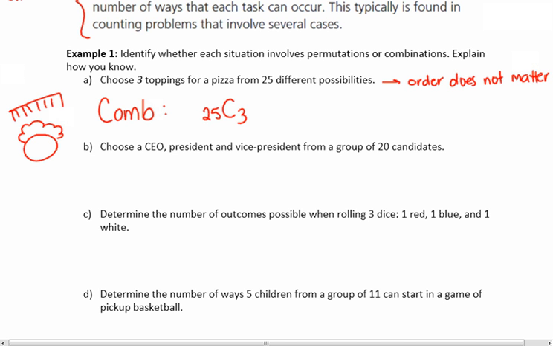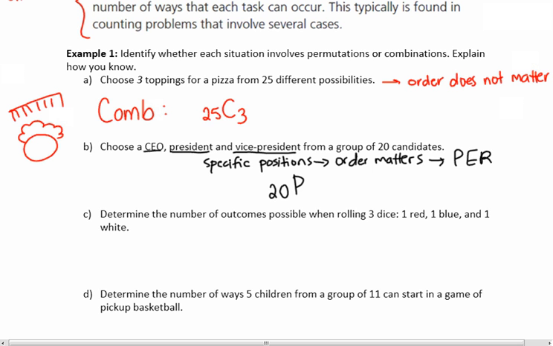Okay, choose a CEO, president and vice president of 20 candidates. Now, does the order matter? Whenever we have specific positions, that means order matters. You might be livid if you're vice president and you wanted the president, right? President has different privileges than the vice president. So that would be a situation that is a permutation. It's a perm. So 20, and we want to pick 3.